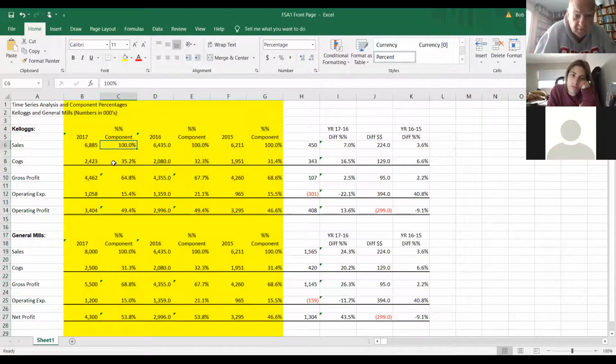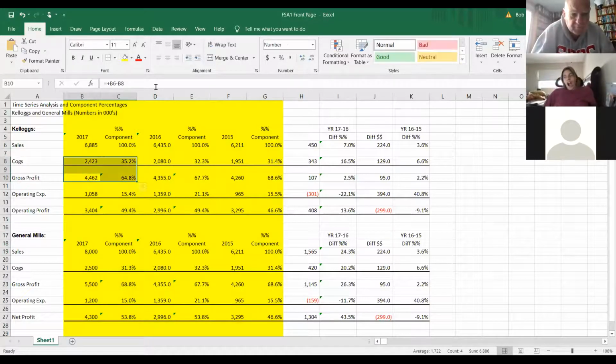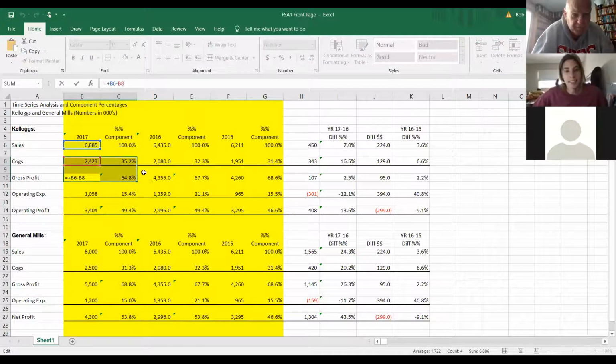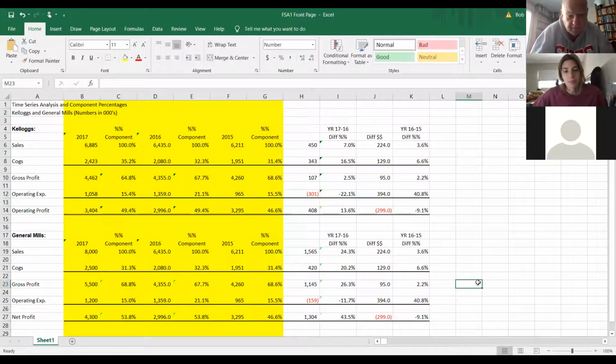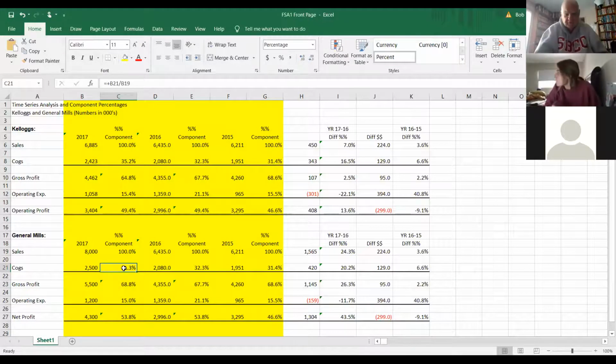So, okay. The reason I yellowed it out, okay? Those are your component percentages. And in your analysis, now these numbers are not real, but you might start by comparing the percentages from company to company. You might say, wow, Kellogg's, look at that. They have a cost of goods sold percentage of 35.2. And General Mills is able to buy their raw materials much more cheaply. They can make their product more cheaply than Kellogg's.